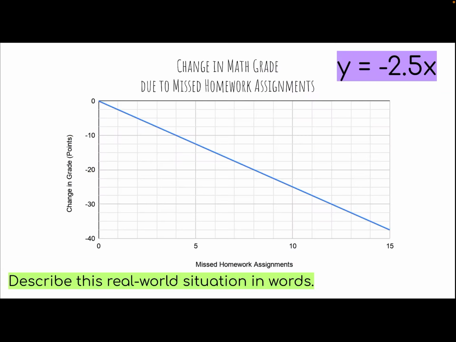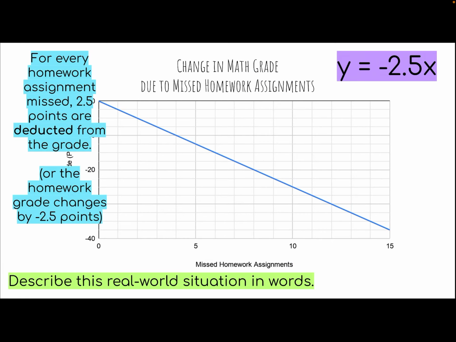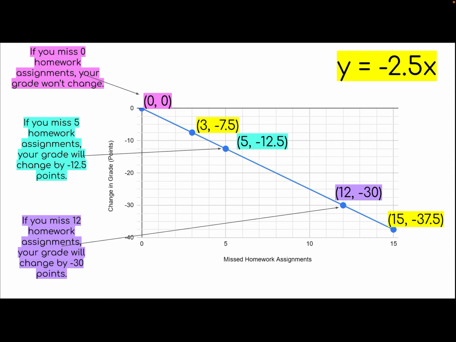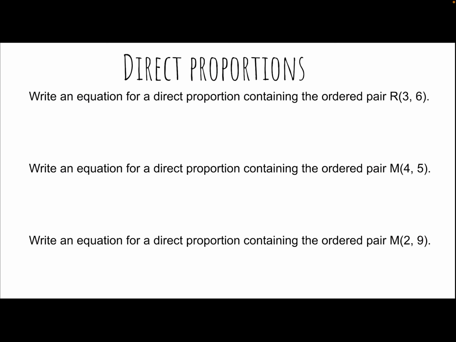Now the graph, notice it still crosses at 0, 0, and this time it's a straight diagonal line. It just has a downhill slope. For every homework assignment missed, 2.5 points are deducted from that student's grade, or their homework grade changes by negative 2.5 points. Again, if you miss 0 homework assignments, your grade won't change, 0, 0. Then you can read all of the ordered pairs and see that if you took the y value divided by the x value, you would still get a constant negative 2.5.